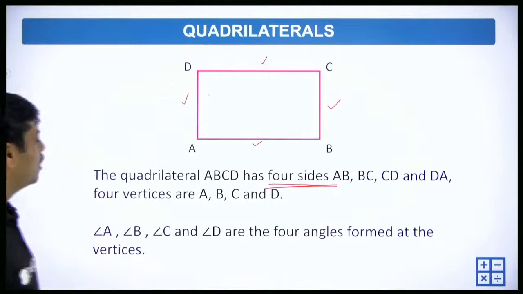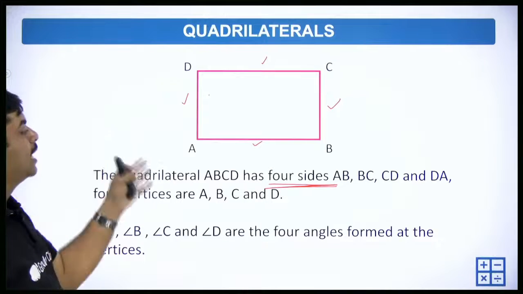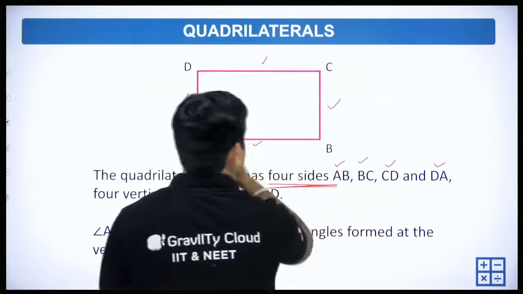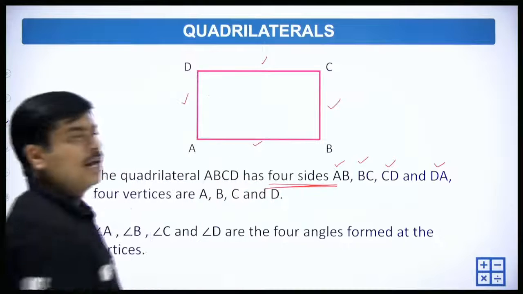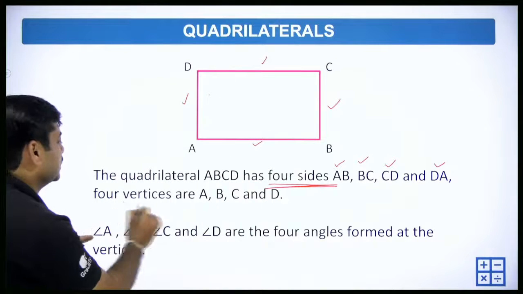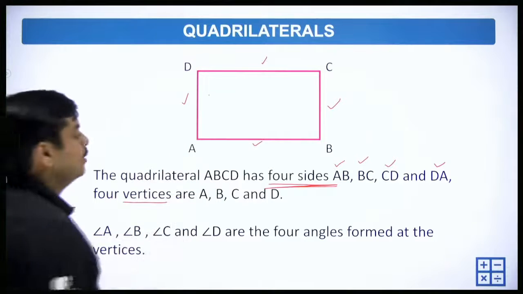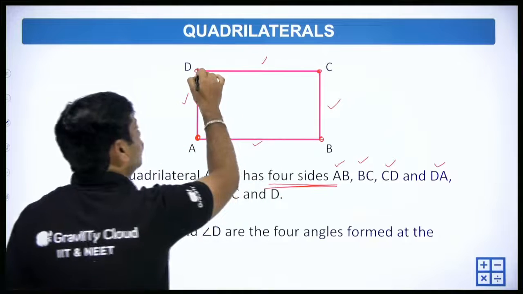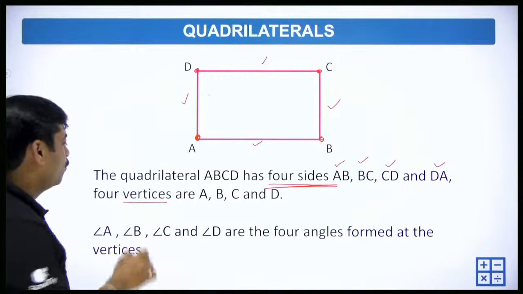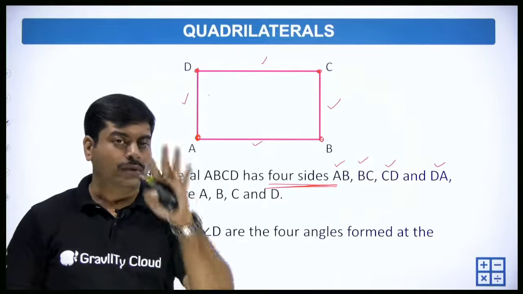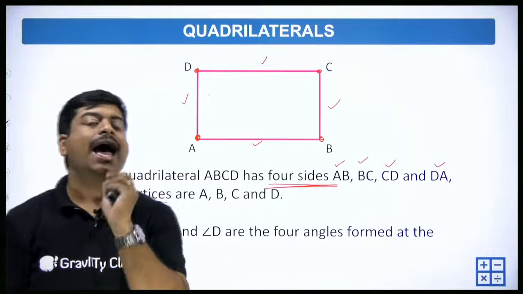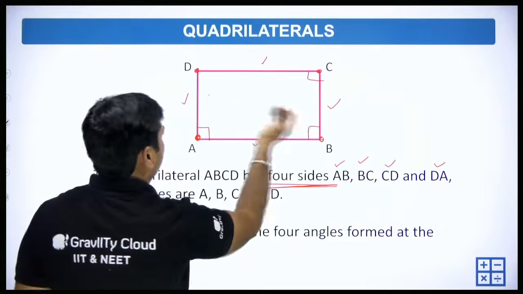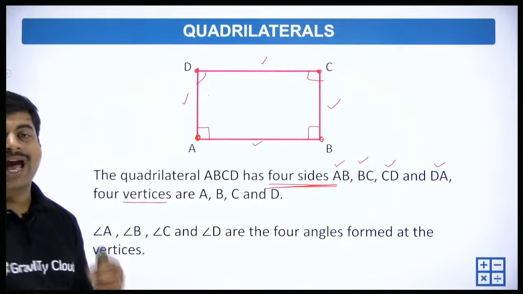Now, the quadrilateral ABCD has four sides, AB, BC, CD and DA, and four vertices. What do you mean by vertices? The exact corner points. This corner point, which we write as A, this is B, this is C, and this is D. These are the four vertices. So a quadrilateral will have four sides, four vertices, and also, if you observe, there is an angle here, an angle here, an angle here, so we have four angles as well.